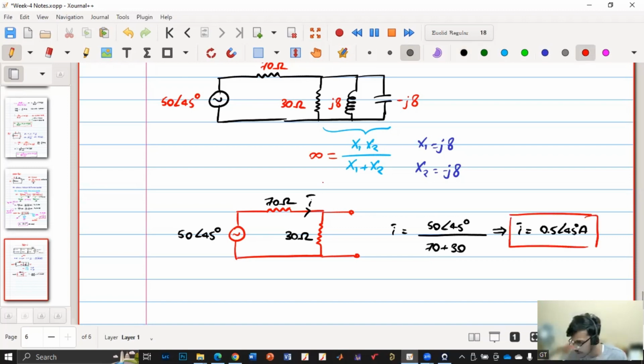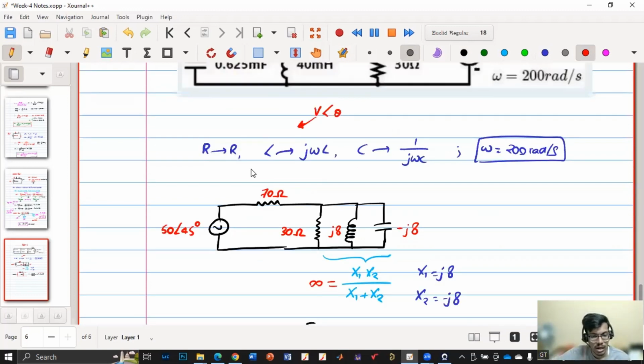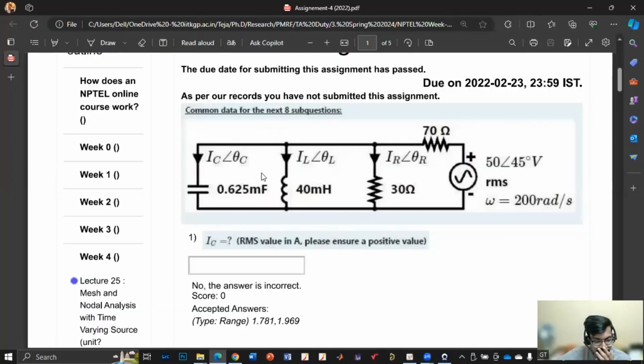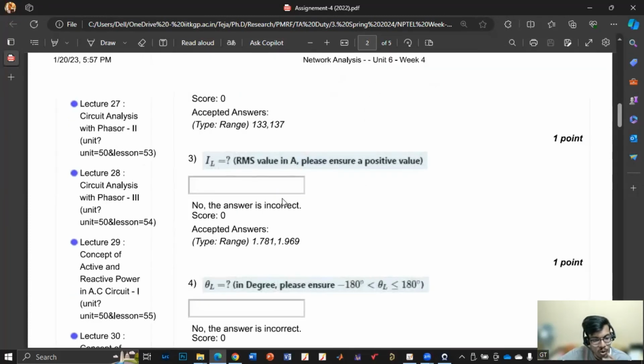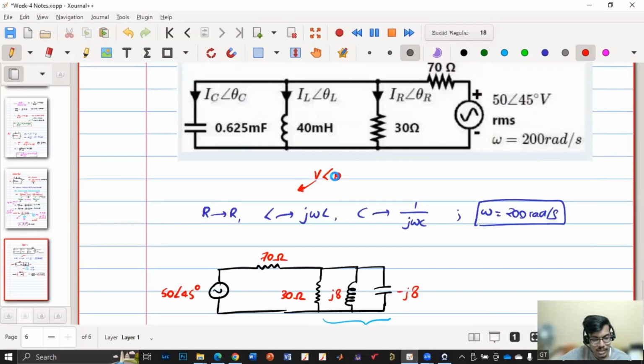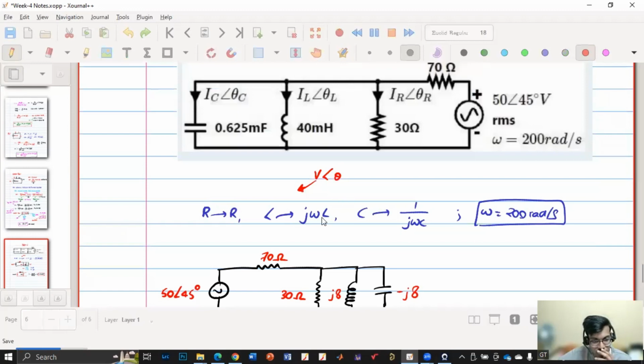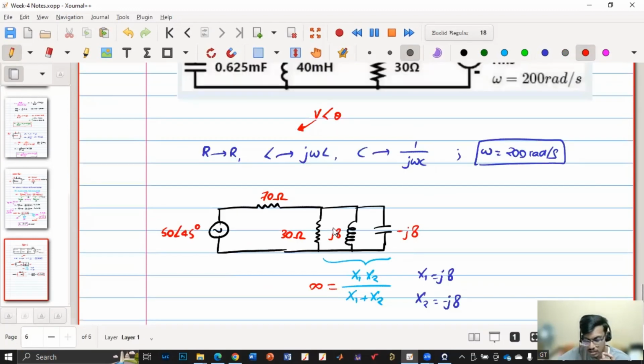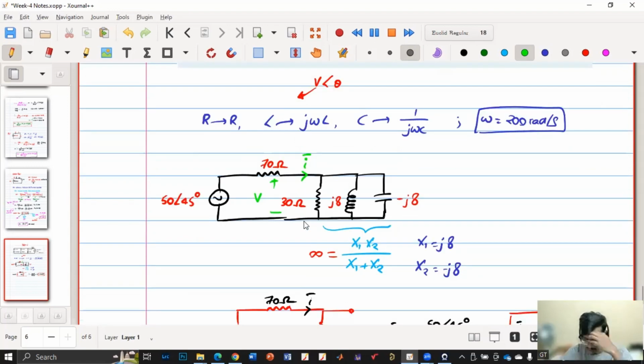So at least I got some value in the circuit. I'll quickly go back and see. They are asking what is IC angle theta C, IL angle theta L, IR angle theta R. Forget about IR and IL for now, we'll go to IC angle theta C. We have calculated I, so I know this I. So can I calculate this voltage V? What will be that V phasor?